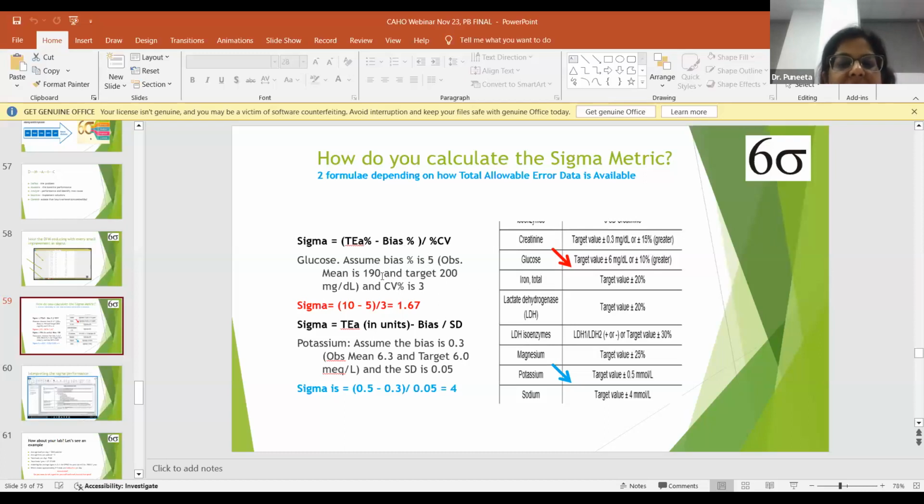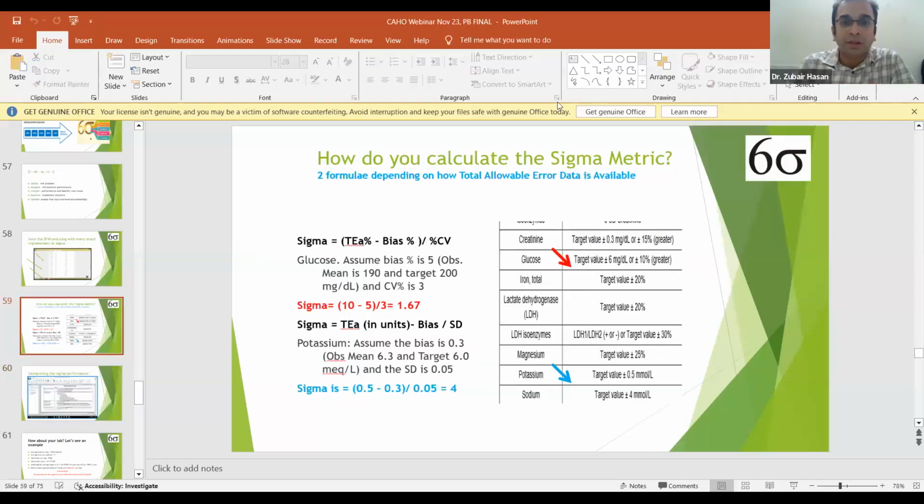So the difference is 10, 10 divided by 200, right? So the bias is coming to 5%. CV of that glucose per month is going to be 3%, and the total allowable error is 10. So here the sigma calculation is 10 minus 5, which we got as bias, divided by 3. So total error minus bias divided by CV where you're using percentages, and where you're using units, again total error in units minus bias in units divided by SD in units. That is the format.